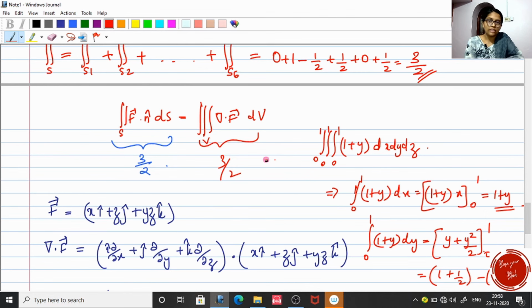Thus the Gauss divergence theorem for this particular vector function f, taken for the cube whose dimensions were given, is verified. This is a very frequently asked question in many of the exams related to vector calculus.